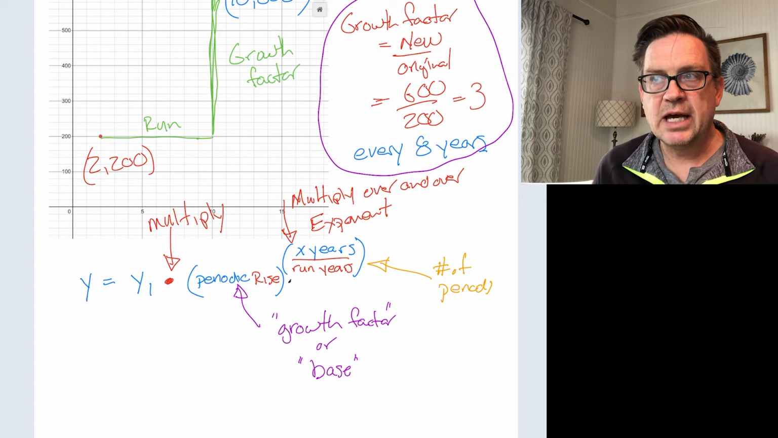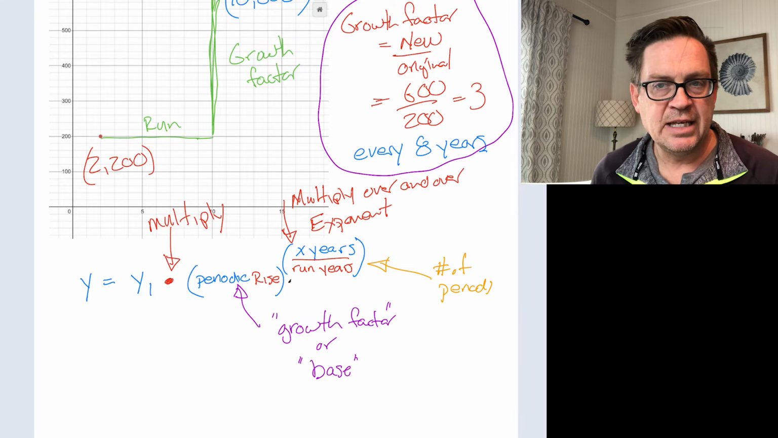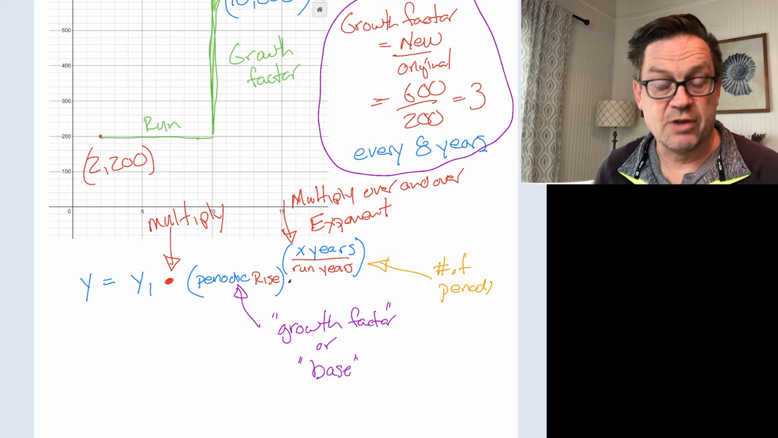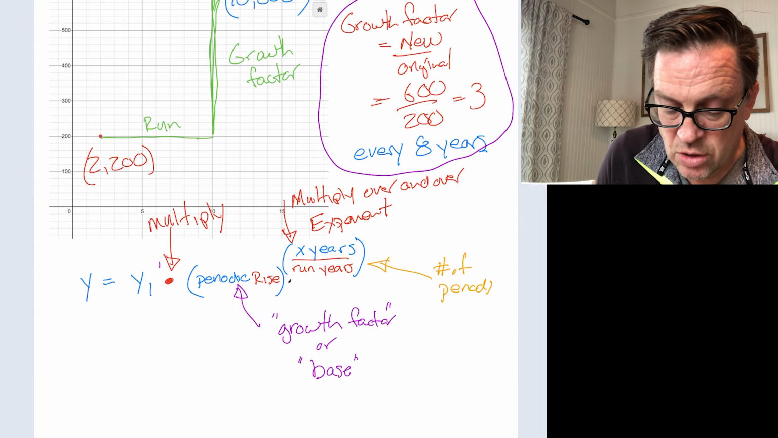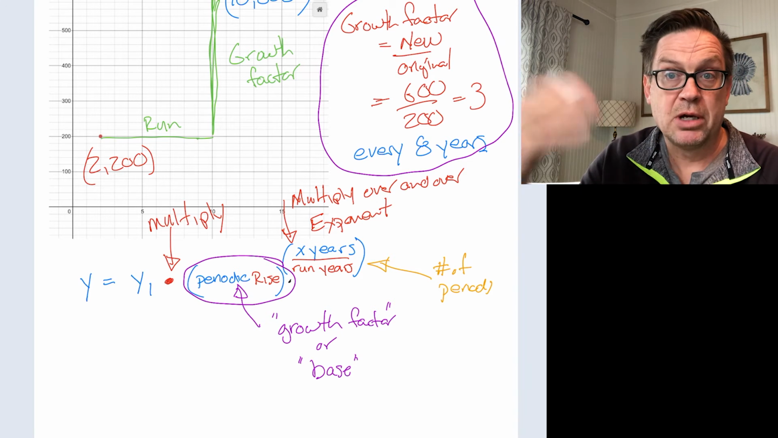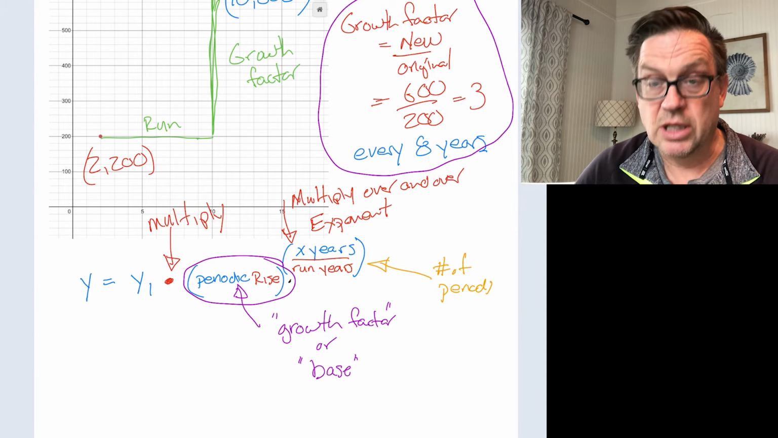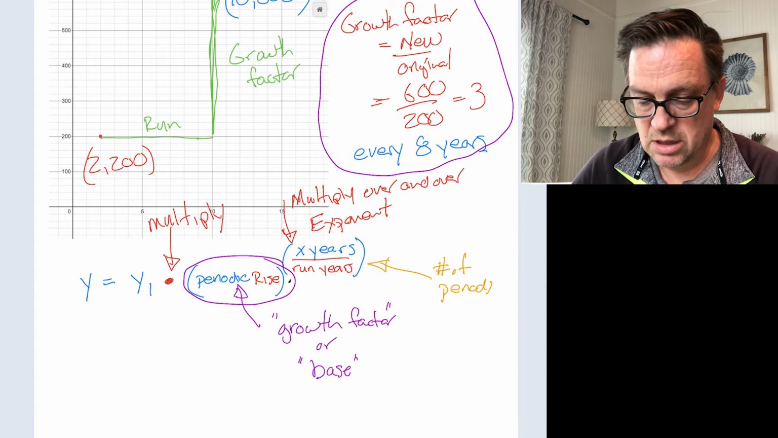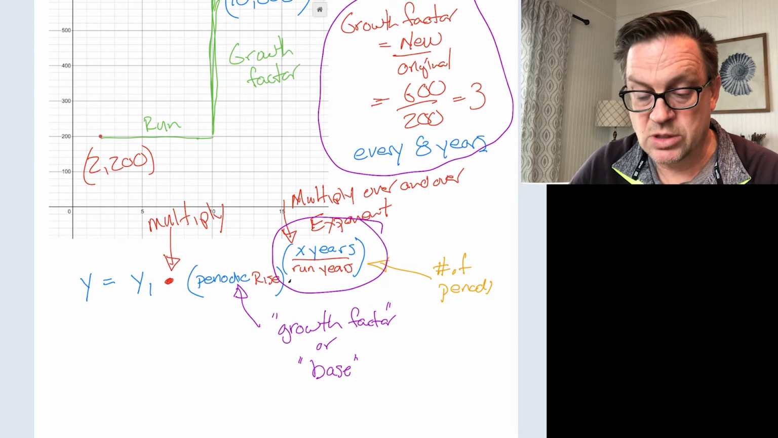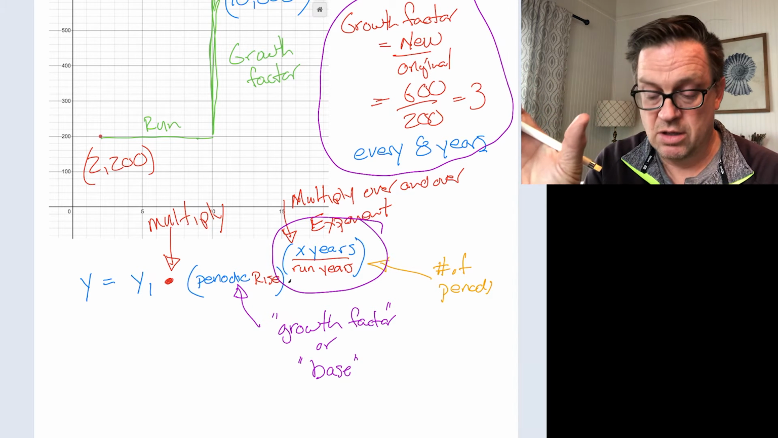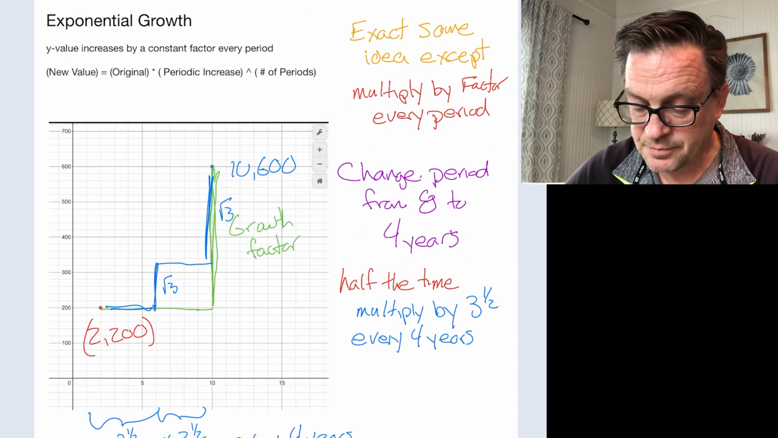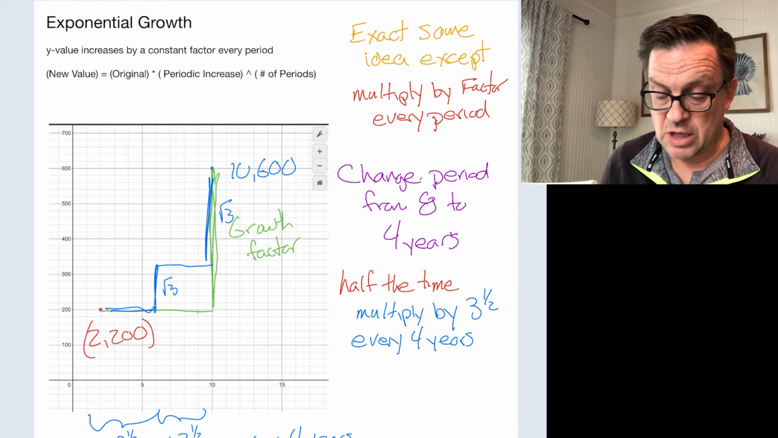And so I can write down a similar formula where instead of adding the rise every time, I'm multiplying by the growth factor every time. So I start with the starting value and I multiply by whatever the periodic growth factor is, let's say it's 3 in this case. And the exponent is how many times I've multiplied by that, so it's going to be the number of years divided by the length of one period, the run. So let's try that with our concrete example.